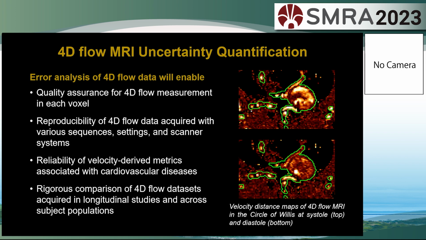And also, importantly, it will enable a rigorous comparison of 4D flow MRI data sets that are acquired in longitudinal studies and across subjects. So when you see a difference in the measured velocity, you can quantitatively assess if that's a difference because of the physiological change or just within the error of measurement.